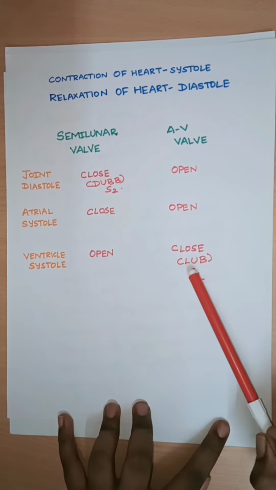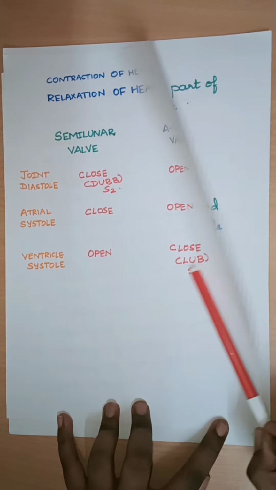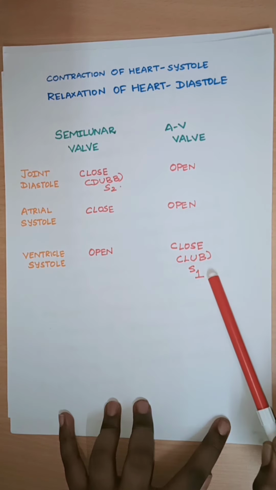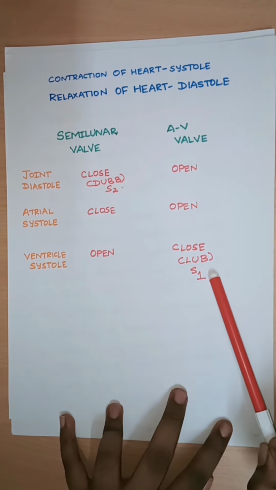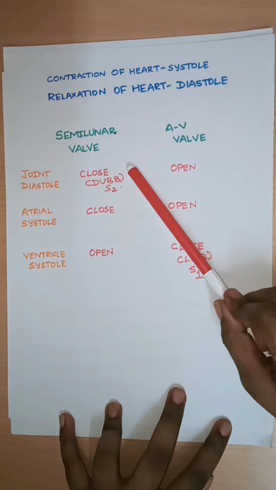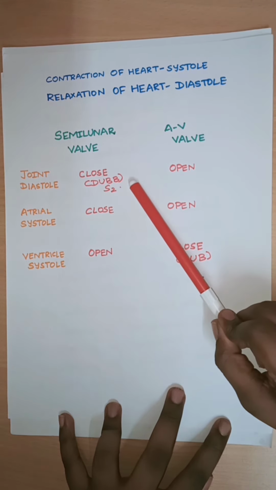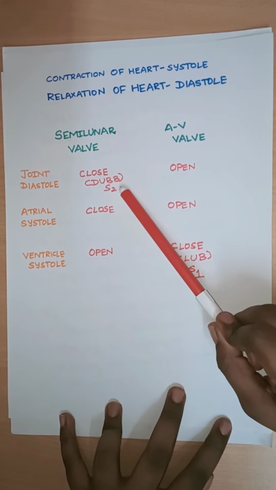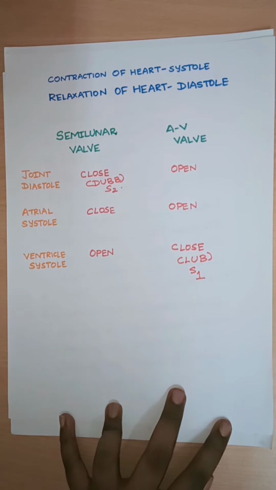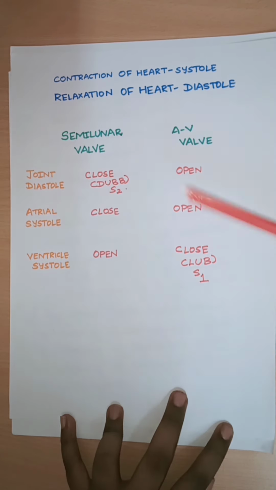This is when the sound lub is produced. This is the first sound produced by the heart. Whenever there is a closing of the semilunar valve, the sound dub is produced. This is the second sound produced by the heart. Now I hope you know the physiology behind the sounds lub and dub.